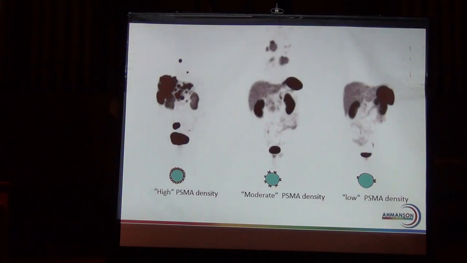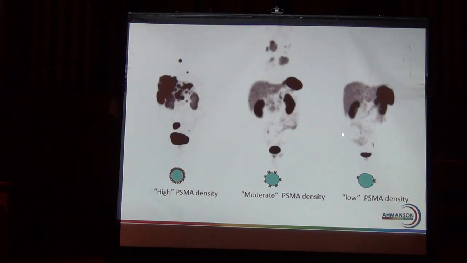So when we do a scan of a patient, what we want to see if somebody has extensive disease is a lot of uptake of the tracer that we use for imaging. If we see a lot of uptake, we know that the cancer cells express a lot of the target. If we don't see a lot of uptake, such as in this patient, we know there's not that much of a density of the target on the cancer cells. So whereas this would be an ideal patient for radioligand therapy, for this patient, you have to weigh the pros and cons before you decide to do it.